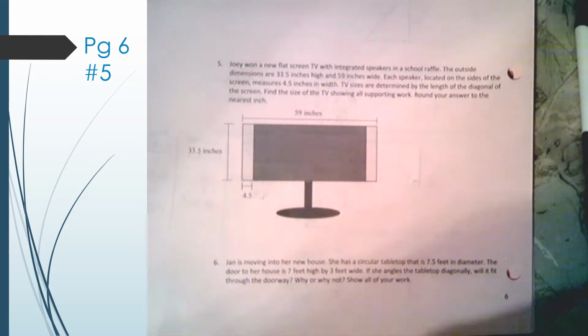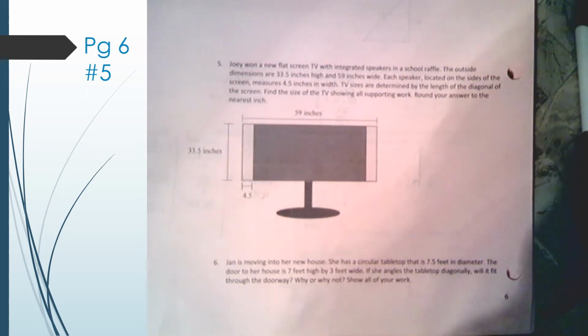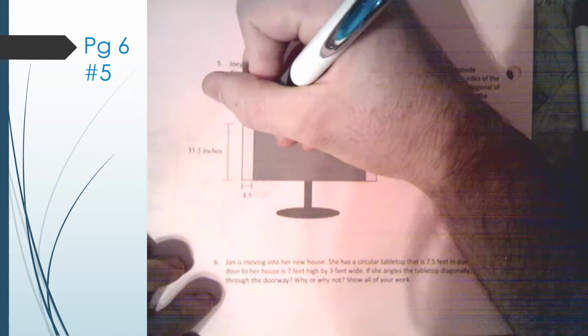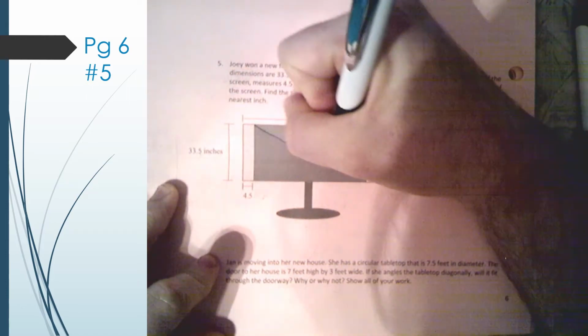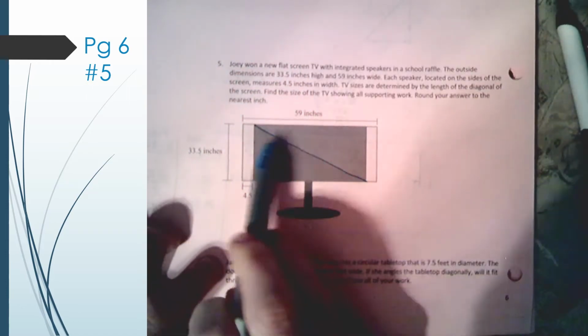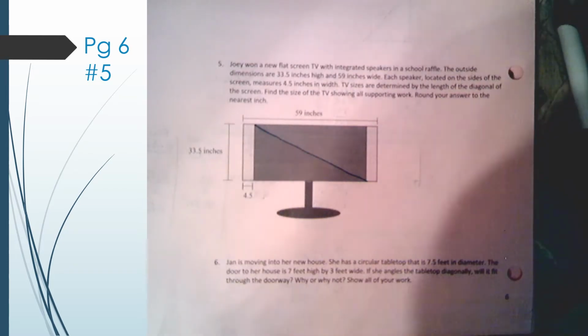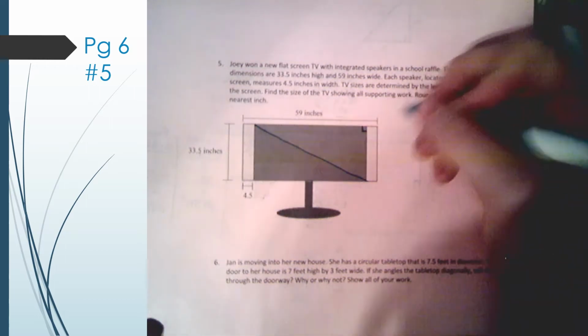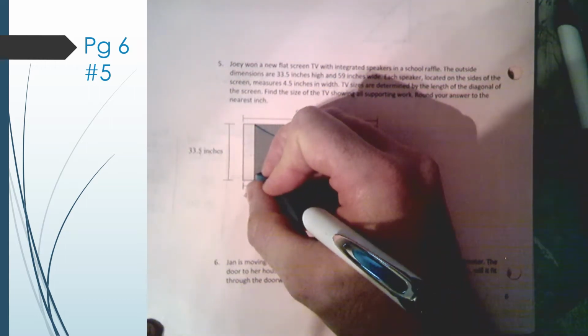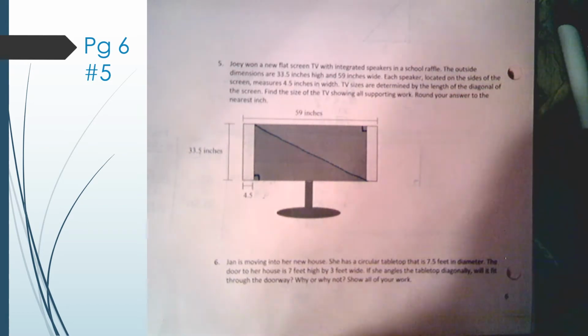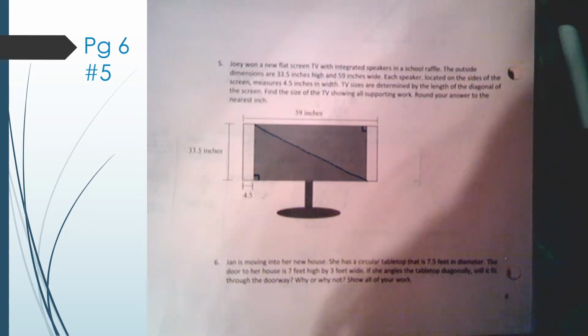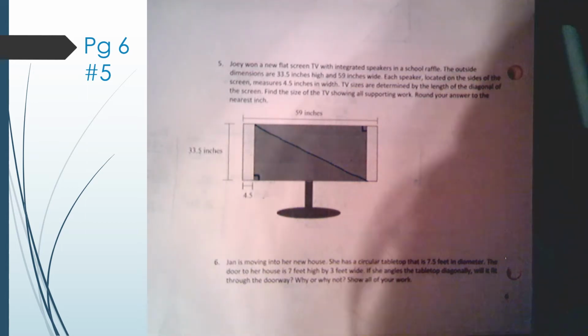Okay, so in order to find the size of this TV, they said that it's done by looking at the diagonal. So the diagonal is going from this portion of the screen to this portion of the screen. Now, this is in the shape of a rectangle. So if it's a rectangle, that means all the angles are 90 degrees. So by doing this diagonal, we are making a right triangle. That's why we're going to be able to use Pythagorean Theorem.